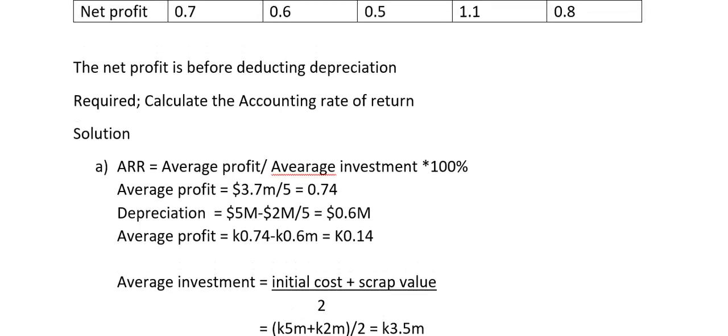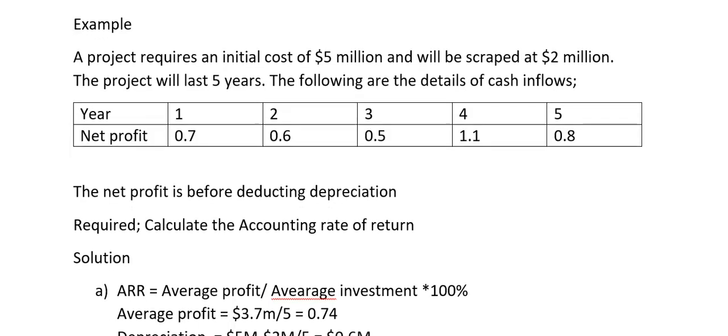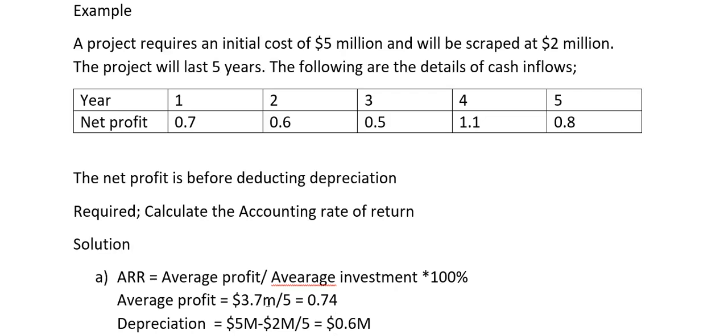Now, what about average profit? Average profit is total profit divided by number of years. So what's our total profit? You sum up all these profits from year 1 to 5: 0.7 plus 0.6 plus 0.5 plus 1.1 plus 0.8. If it's a loss, it means you'll be subtracting. So the answer is 3.7. You take 3.7 divided by 5, so the answer is 0.74.